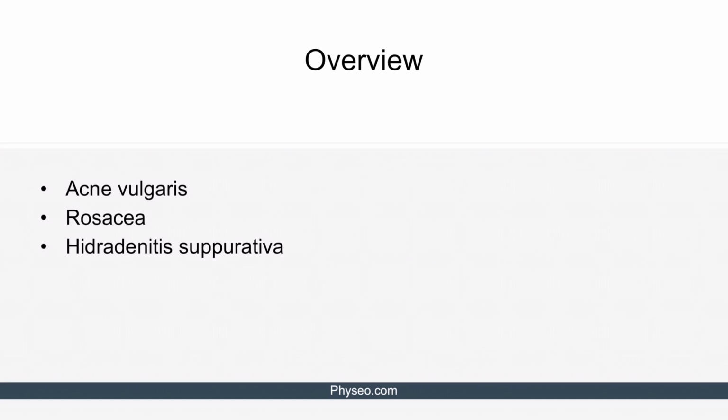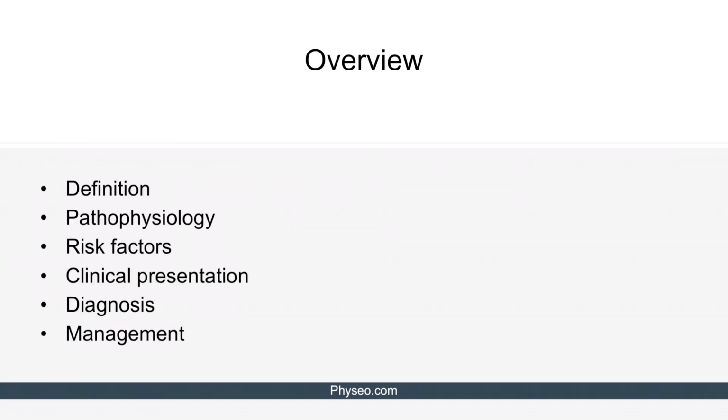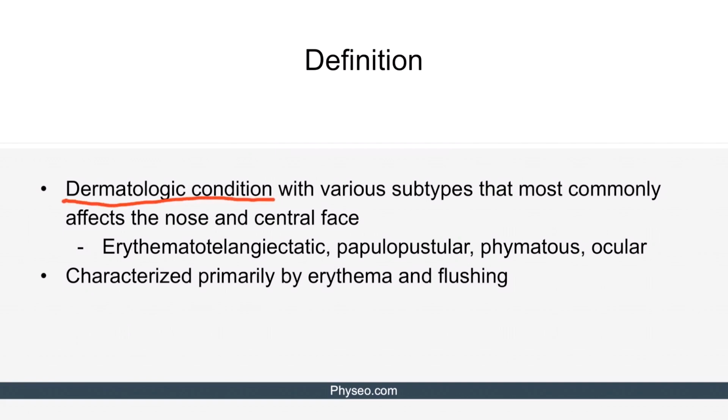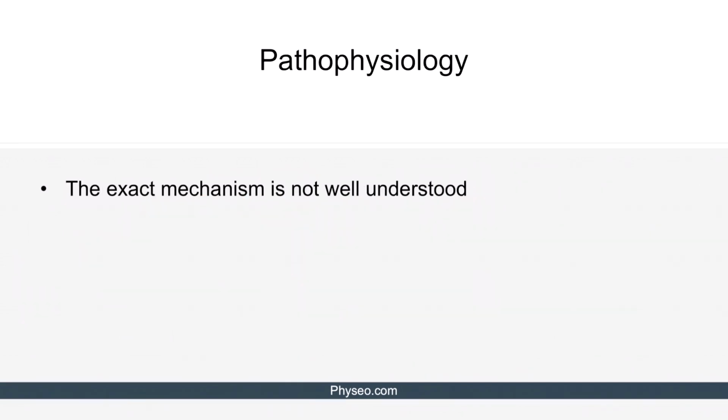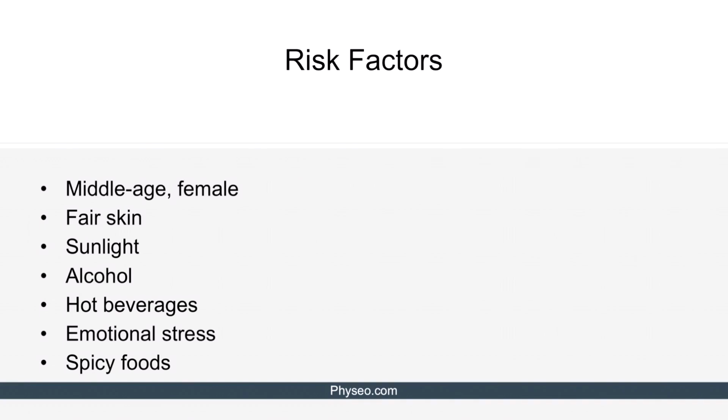Next, we'll cover rosacea, and here's the overview of how we'll cover each condition again. Rosacea is a dermatologic condition with various subtypes that most commonly affects the nose and central face. The forms of rosacea include erythematotelangiectatic, papulopustular, phymatous, and ocular, and it's characterized primarily by erythema and flushing. The exact mechanism of rosacea is not well understood. Some proposed components of the pathophysiology include immune system dysfunction, an inflammatory response to organisms in the skin, UV radiation, and hyperreactive vasculature. As far as risk factors go, the vignette will tend to give a middle-aged female with fair skin.